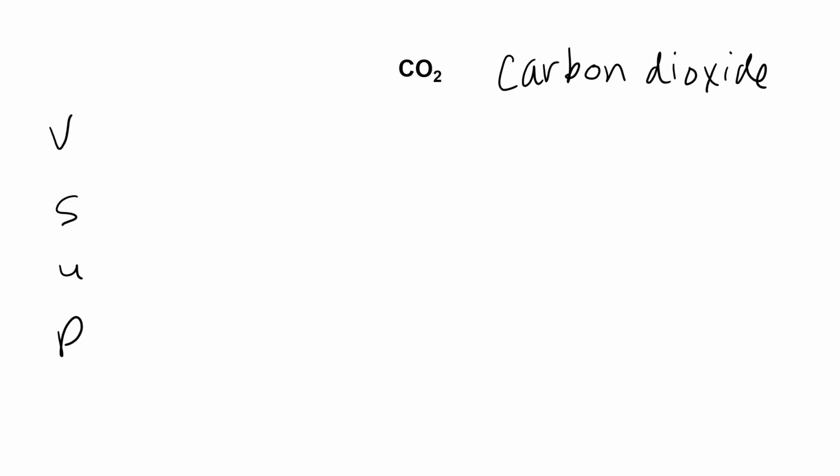Okay, so the first one is CO2, or carbon dioxide. You should also know how to name these as well. So I'm going to put the name: carbon dioxide. So V's up. The number of valence electrons is going to be 4 from carbon plus 2 times 6, a total of 16 valence electrons. Now we're going to draw out the skeletal structure.